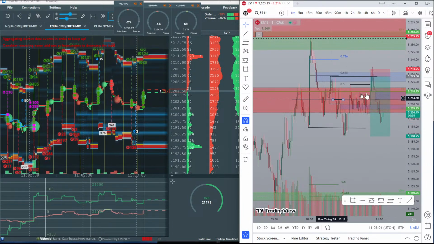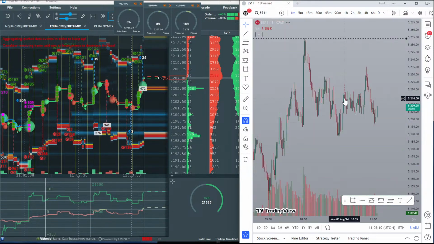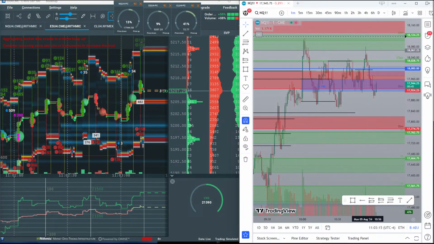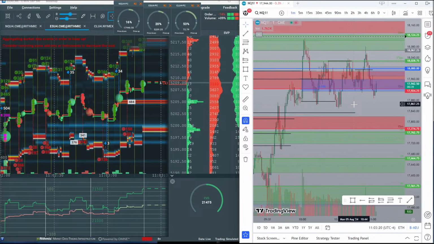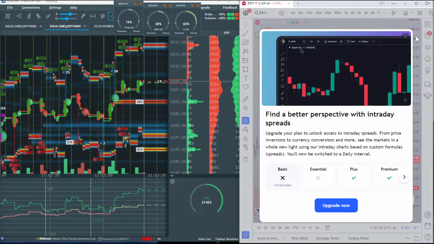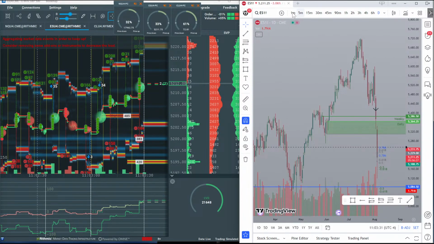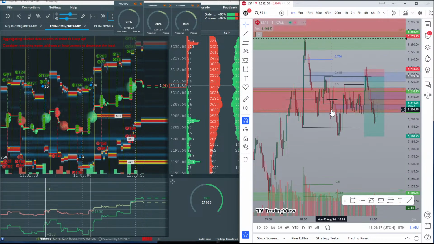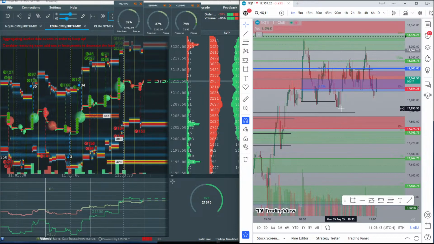ES hasn't touched this fair value gap up here. Okay, ES is in that fair value gap. NQ isn't in that fair value gap. Interesting. Divergence? Maybe?